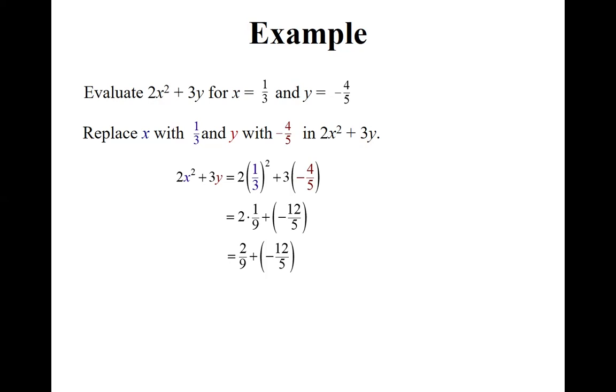We need a common denominator. 9 is not a multiple of 5. 18 is not a multiple of 5. 27 is not a multiple of 5. 36 is not a multiple of 5. 45 is a multiple of 5. Our LCD is 45. Multiply the 9 by 5, multiply the 5 by 9. Whatever we do on the bottom, we have to do on the top. If I'm going too fast, pause me. Work along with me.